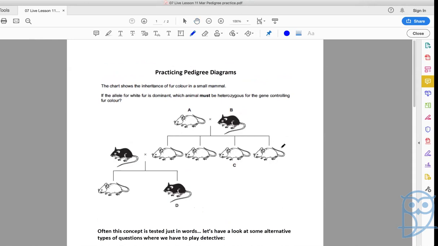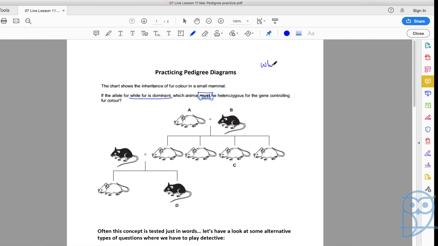So what we have is, they call it a chart, showing the inheritance of fur color in a small mammal that looks rather like a mouse. If the allele for white fur is dominant, which animal must be heterozygous for the gene controlling fur color? See how "must" is bolded. So it means that you've got to take a note of that. It's important. Okay, right. So they tell us that the allele for white fur is dominant.